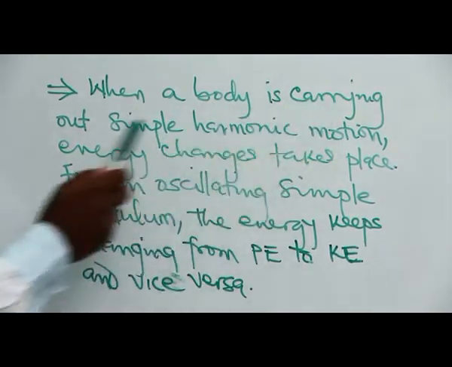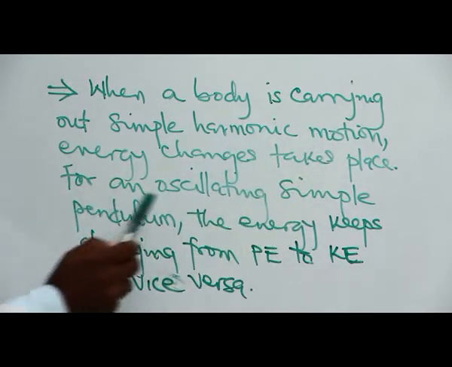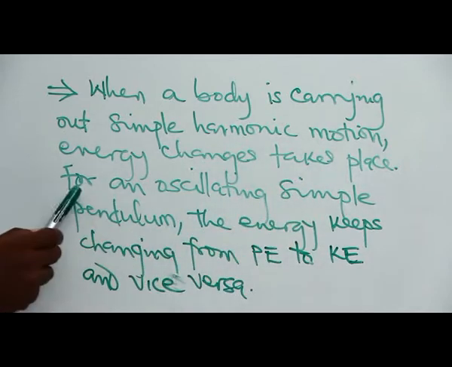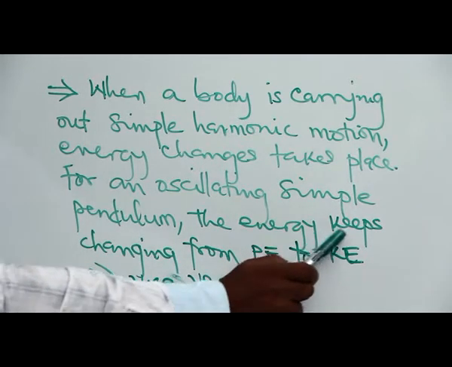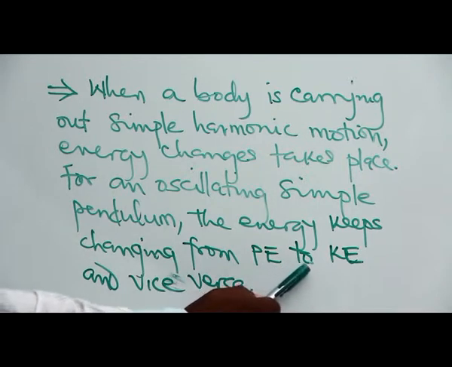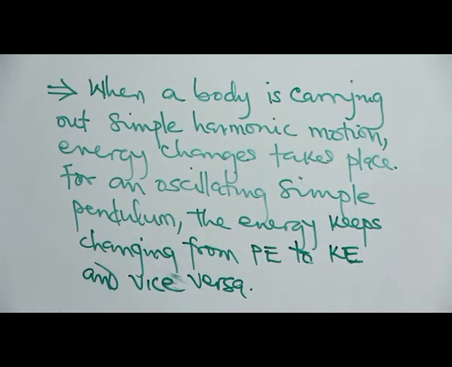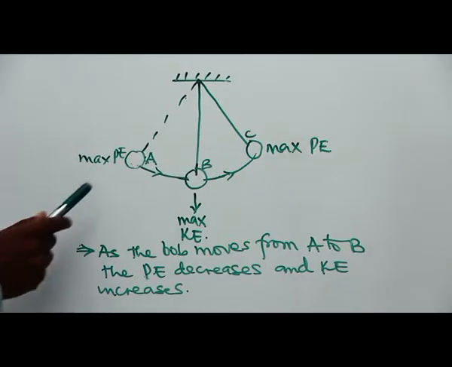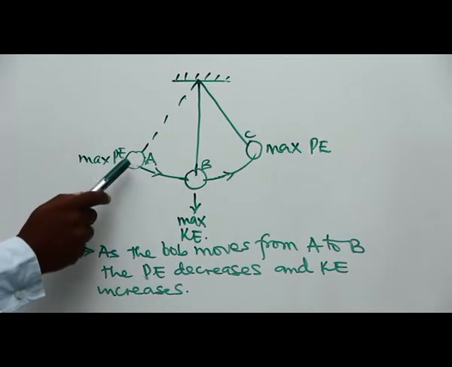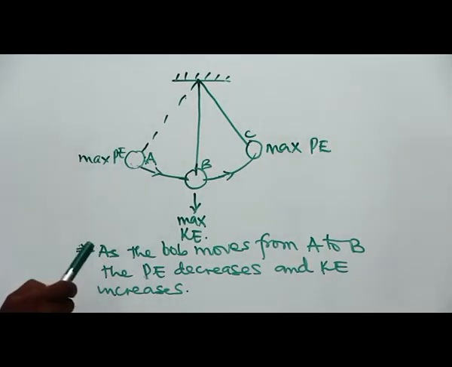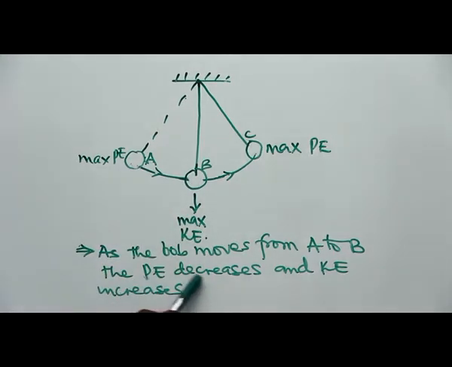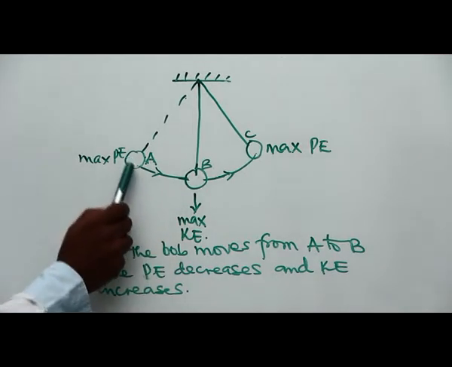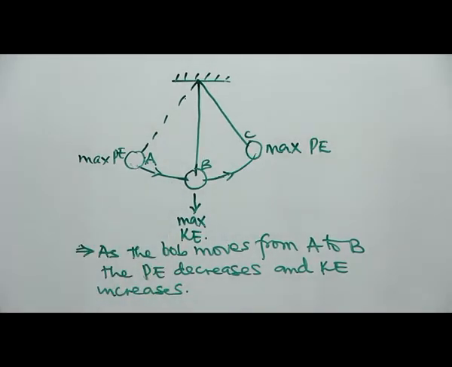When a body is carrying out simple harmonic motion, energy changes take place. For an oscillating simple pendulum, the energy keeps changing from potential energy to kinetic energy and vice versa. This is an illustration of the oscillation of the simple pendulum. At position A, it has maximum potential energy. As the bob moves from A to B, the potential energy decreases while the kinetic energy increases. Increase in kinetic energy means the velocity increases.